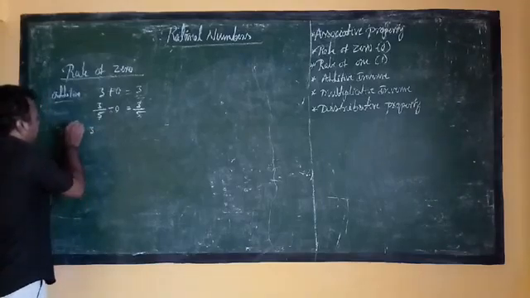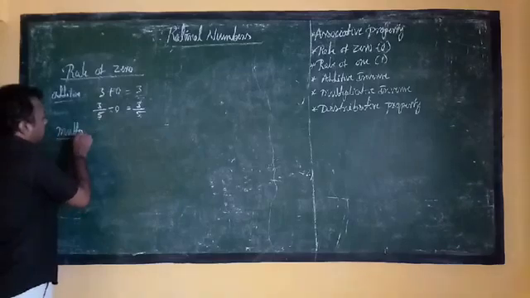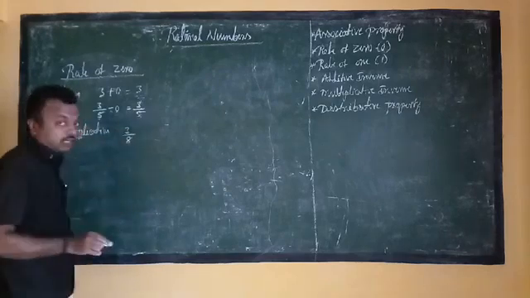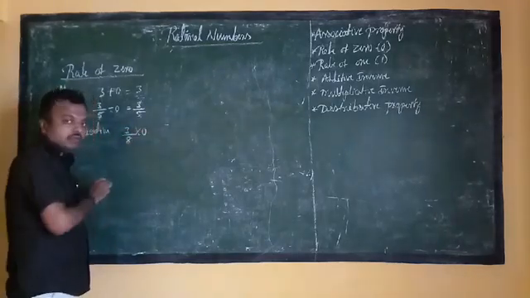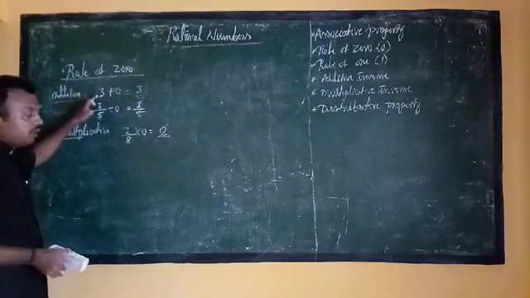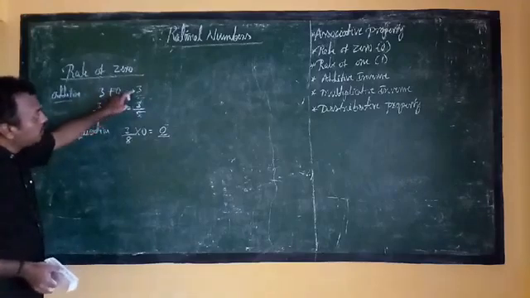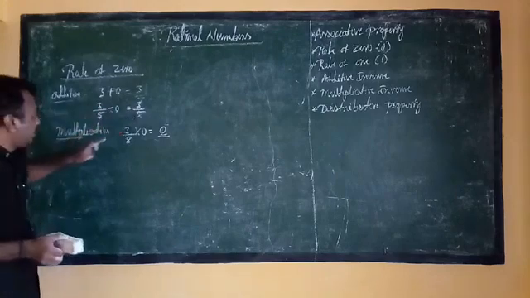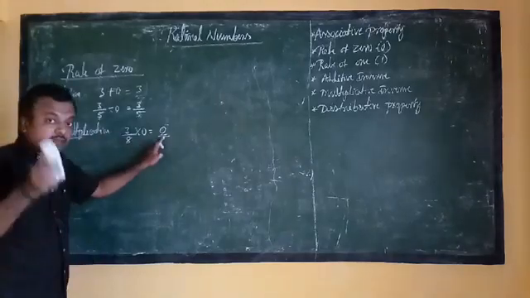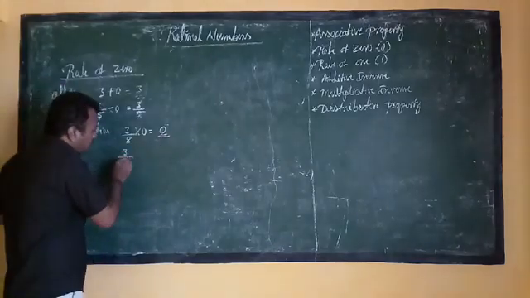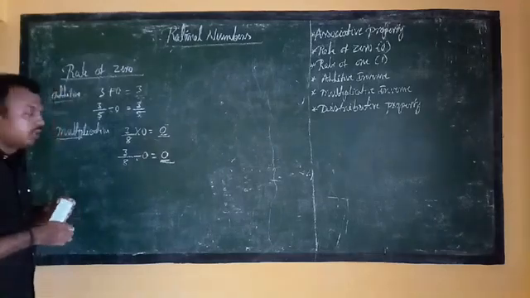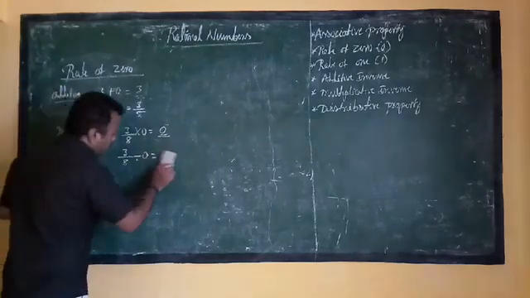Multiplication. If you take any rational number, 3 by 8 is one of the rational numbers. If you multiply by 0, the result becomes 0. If you add or subtract 0 with any rational number, the result remains itself. But if you multiply or divide, the result becomes 0. See, 3 by 8 divided by 0, the answer will become 0, correct?